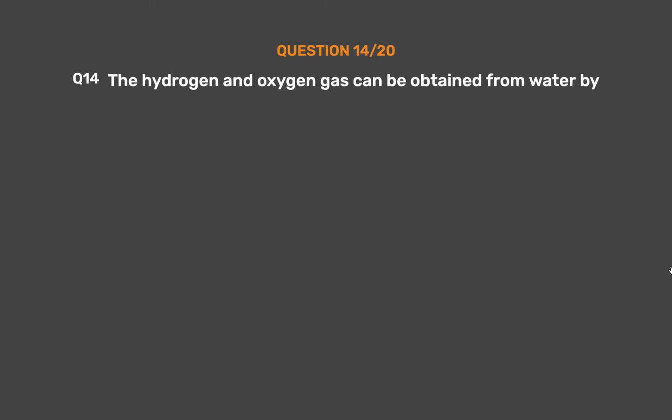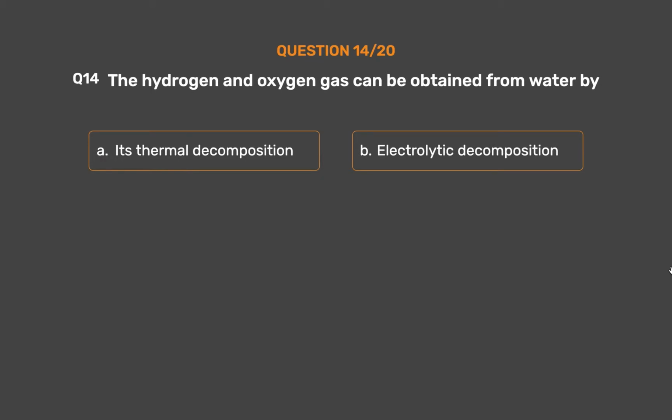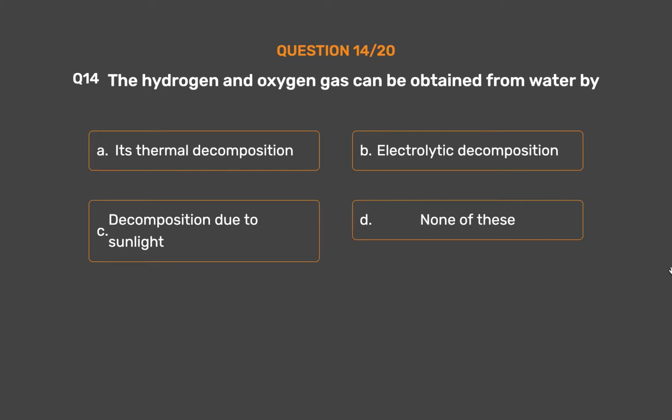Question number 14. The hydrogen and oxygen gas can be obtained from water by option A, its thermal decomposition, option B, electrolytic decomposition, option C, decomposition due to sunlight, option D, none of these. The correct answer is option B, electrolytic decomposition.